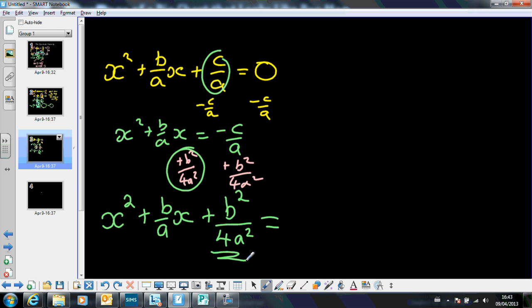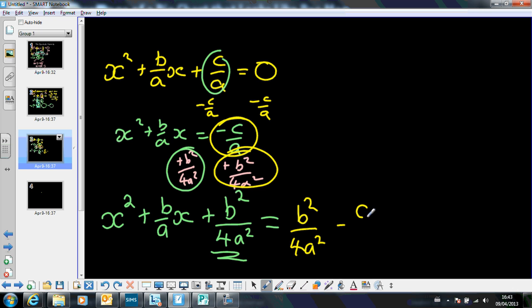What will I get on the right? Well, I've got negative c over a on the right. I'm going to add b squared over 4a squared. I've got b squared over 4a squared minus c over a.